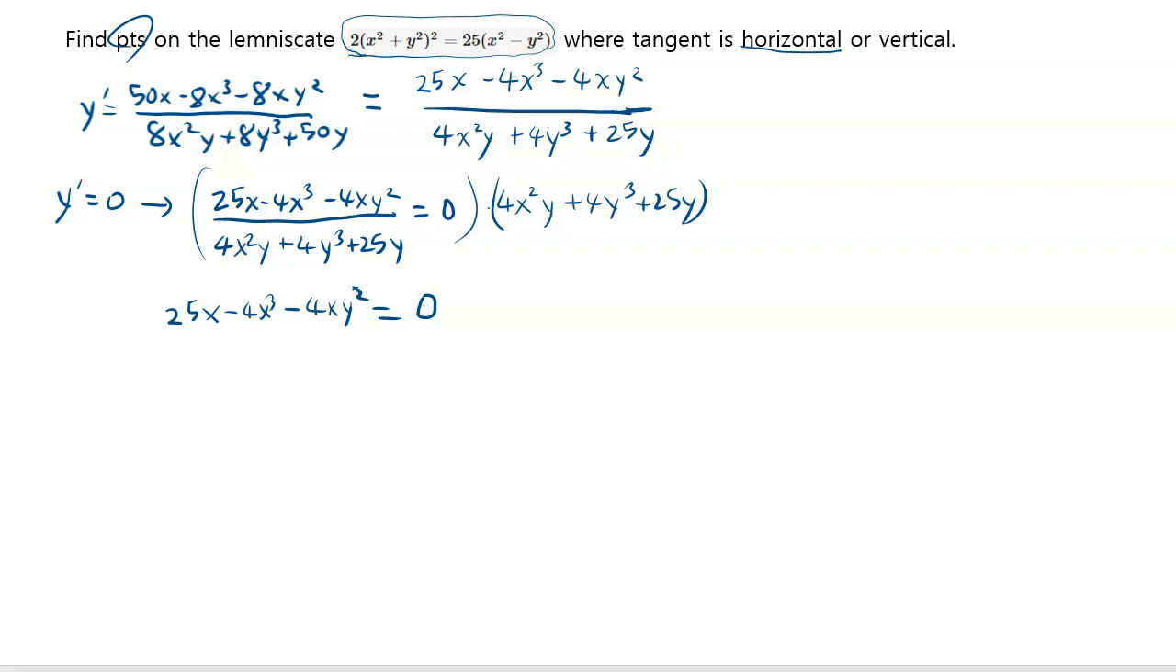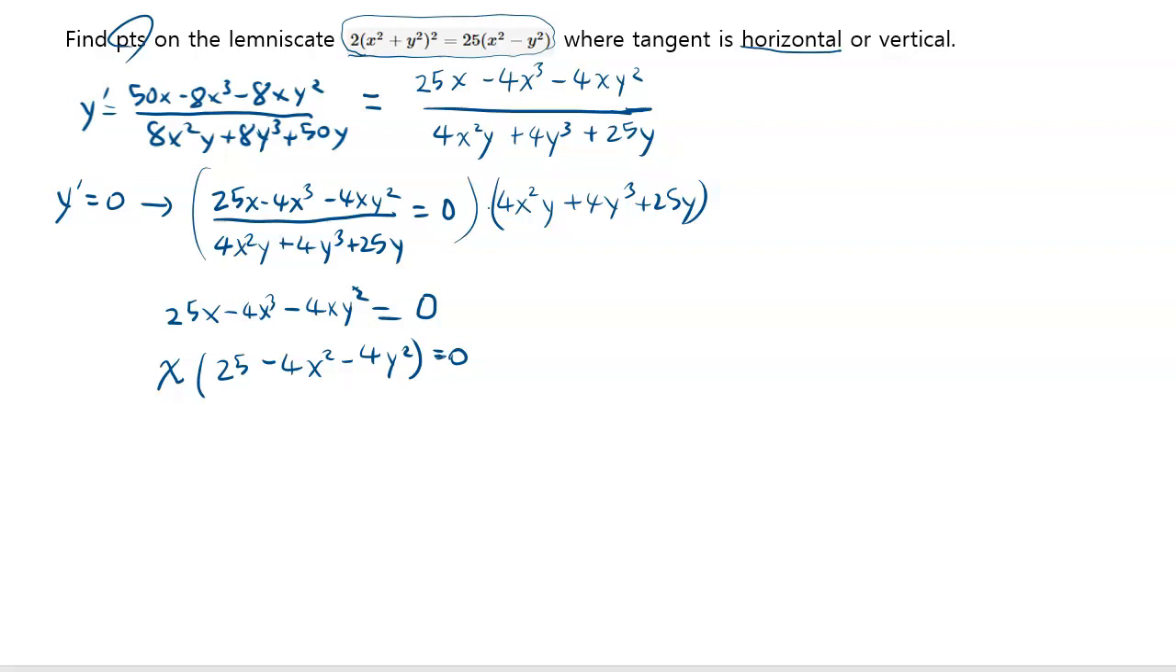Well, still this is very complicated, so let's try to simplify this. I see that x is a common factor, so I'm going to factor the x out. 25 minus 4x squared minus 4y squared equals 0.